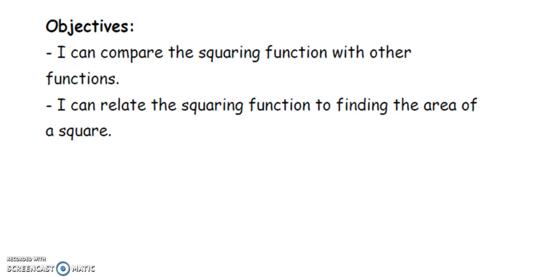Our objectives today are to compare the squaring function with other functions and relate it to finding the area of a square.